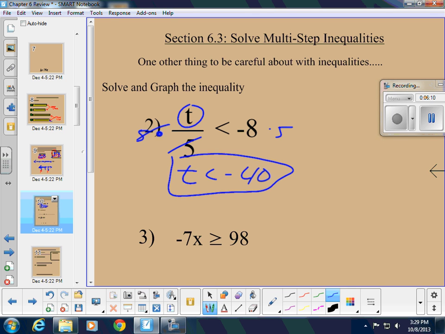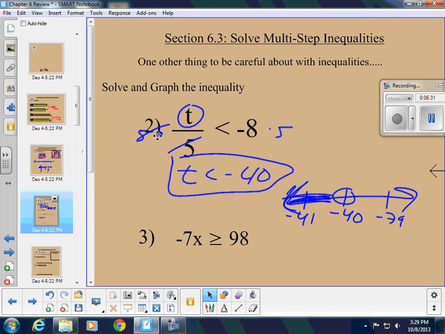So this is what a problem might look like for you in the homework. I would solve that inequality, t is less than -40, and then I could just say -40 is here, and put some numbers that are nearby -40, like -41 and -39. In this case, it'd be an open circle, and I would shade to the left. I want all numbers less than -40.